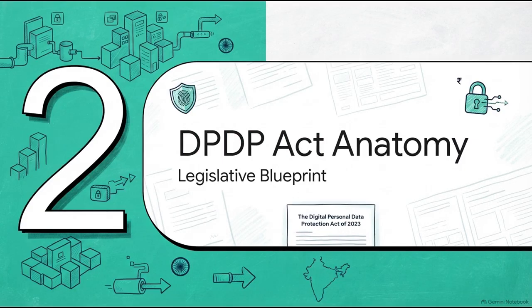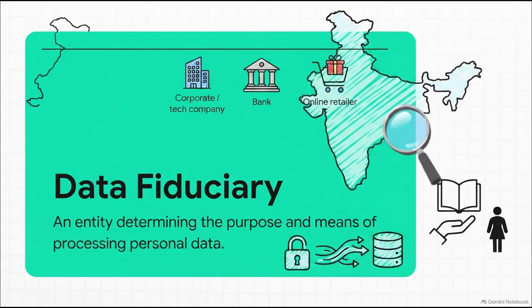All right, moving to Section 2, Anatomy of the DPDP Act. Let's see how that constitutional foundation translates into the actual legislative blueprint, the Digital Personal Data Protection Act of 2023. This act is India's first ever comprehensive cross-sectoral data protection statute. But to really navigate it, we need to meet the core actors. First up is the data fiduciary.